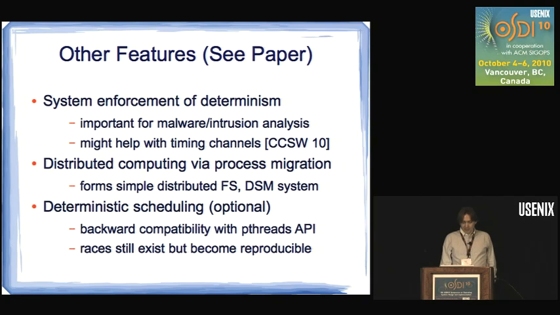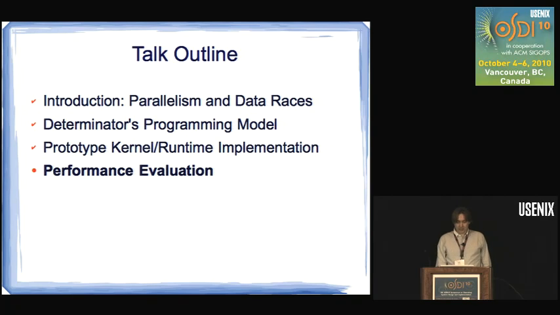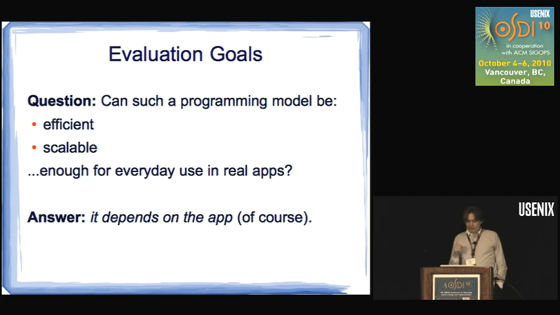The kernel has some other interesting features. It can enforce this determinism. It has simple distributed computing support via process migration, and it supports optional deterministic scheduling for better backward compatibility, but I refer you to the paper for that. And so just to briefly give you a sketch of some of the evaluation we did.